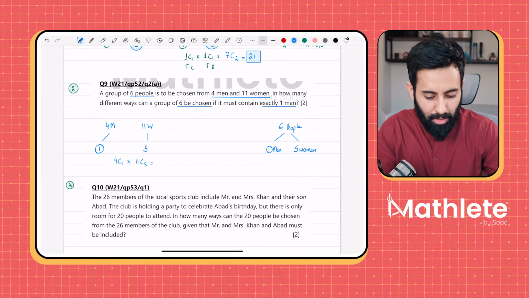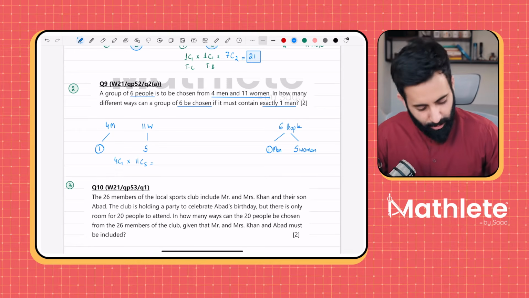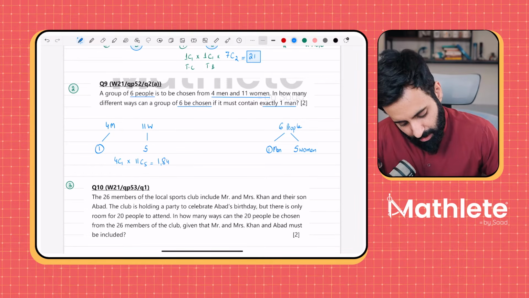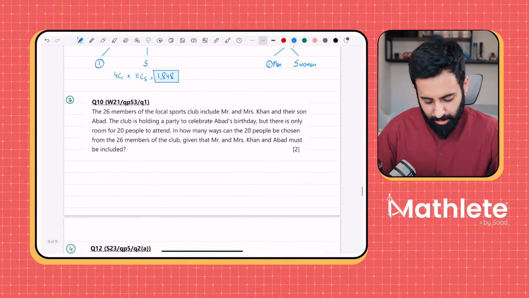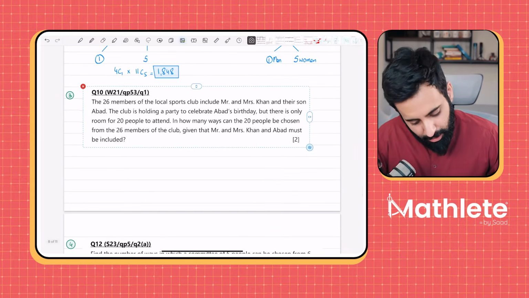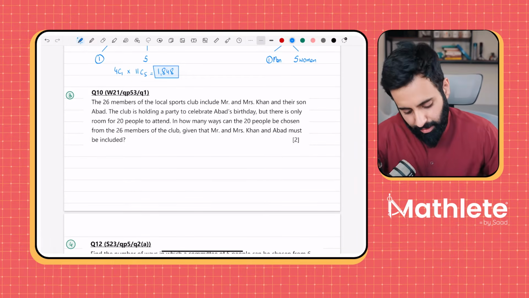Let's work this out. Let's see what we get. 4C1 is 4 times 11C5. So we are looking at 1848. 1848, and that is the correct answer. So I hope you're following. Now at this point, I will start encouraging you to pause the video, attempt the question yourself, and then see if you're getting the correct answer or not.